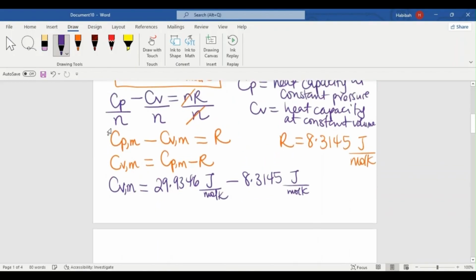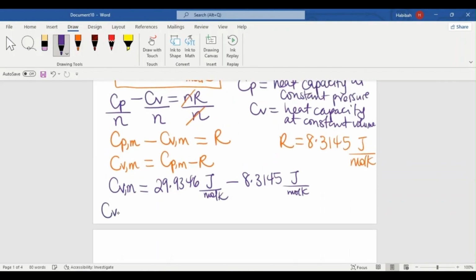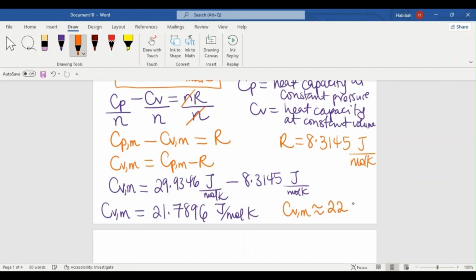So CV,M is the same thing as 21.7896 joule per mole Kelvin. So rewriting CV,M, we have approximately 22 joules per mole Kelvin. So this is the answer for CVM.